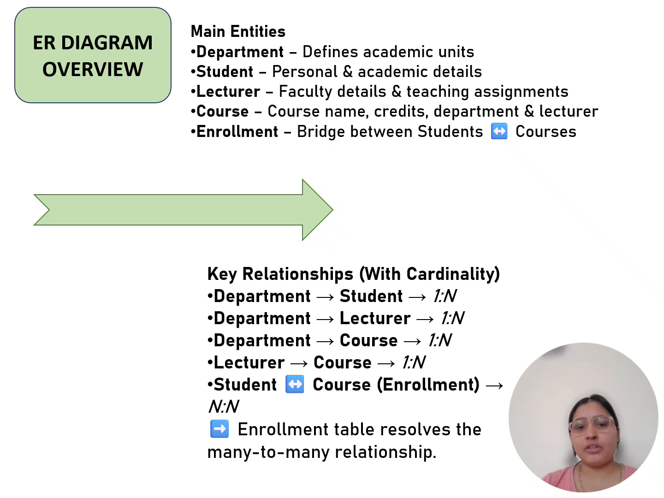Key relationships with cardinality: we define relationships between department and student, department and lecturer, department and courses, lecturer and courses, and student and courses. The enrollment table involves the many-to-many relationship.